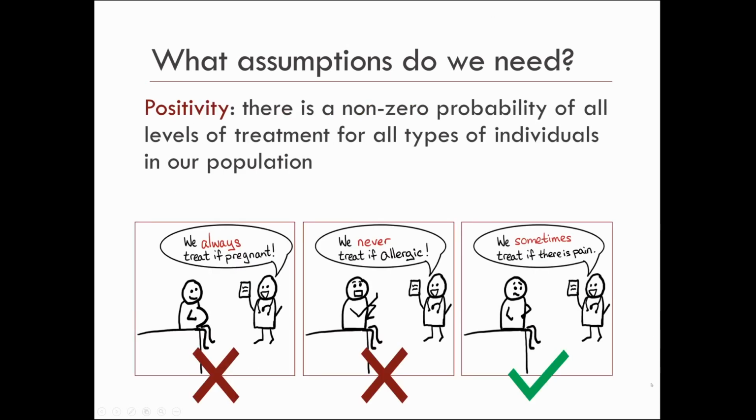The next type of assumption we need is something called positivity. And this is the idea that there's a non-zero probability for all types of individuals in our population to receive all of the levels of exposure that we're interested in. So what this means is if there are certain people we would always treat, for example, pregnant women, or never treat, for example, those who are allergic, we should exclude those from our population. We should not be trying to make causal inference about what would happen to them if we gave them the other level of exposure, because we have no real knowledge of what would happen because we never do it. Instead, we want to focus on the types of people who sometimes do and sometimes don't get treated.